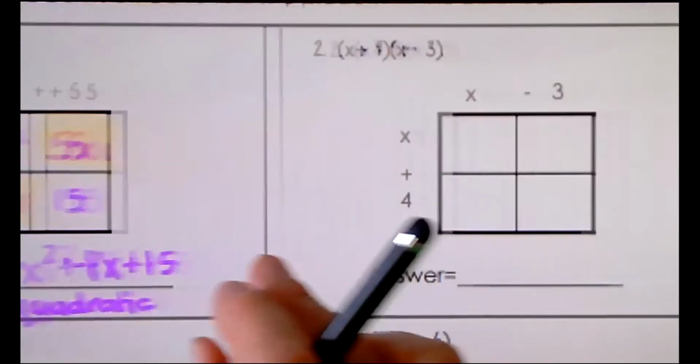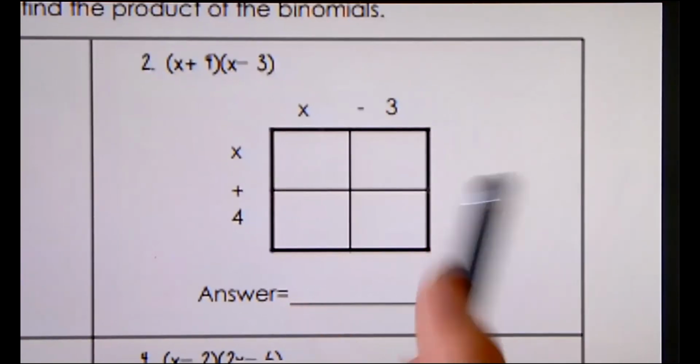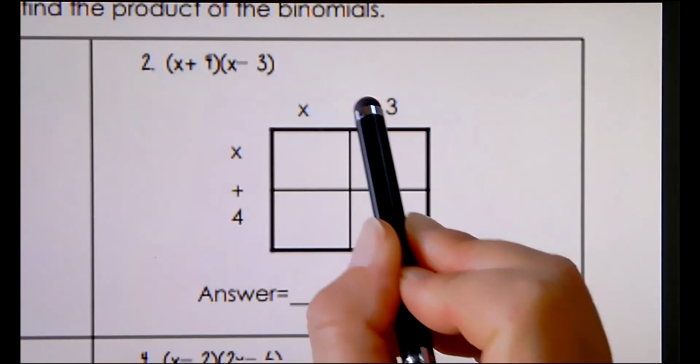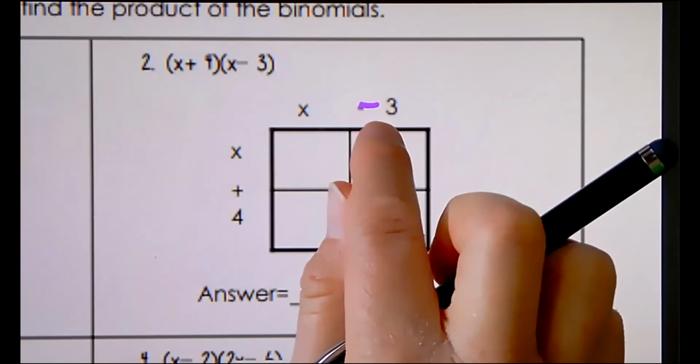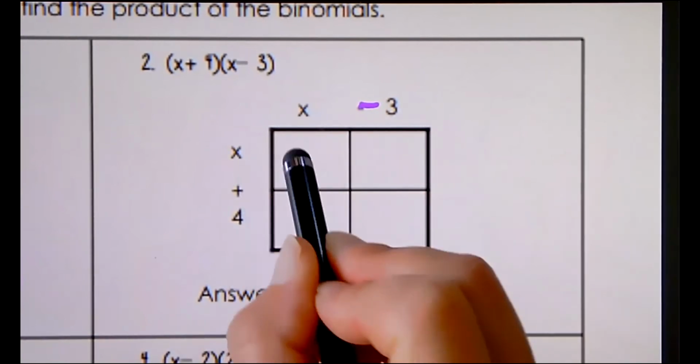So now let's look at the next one. Okay, now again, this is an x plus 4 and an x minus 3. I personally am going to really emphasize this. I put the minus right in front of it. I don't like to stick it here where you might lose it. And we're going to multiply.